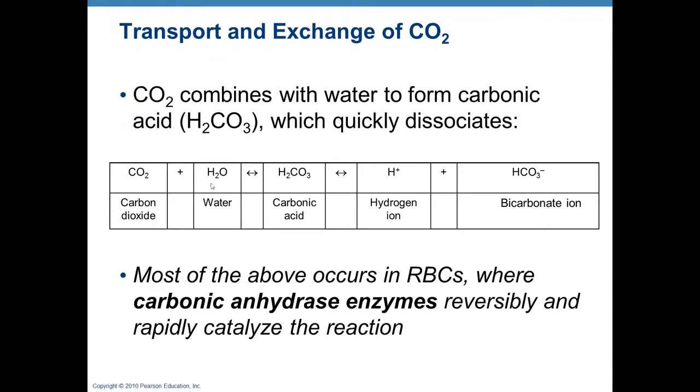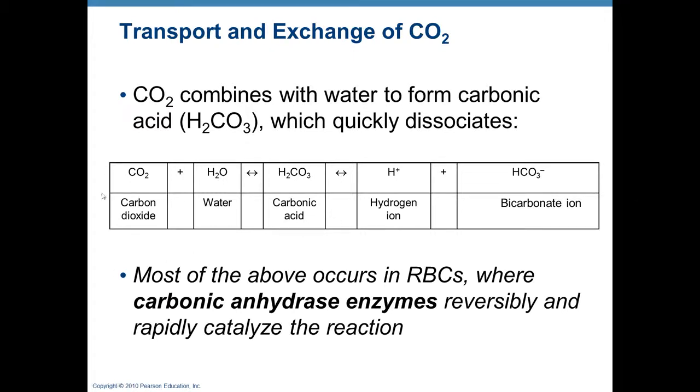So CO2 and water can combine to form carbonic acid, but carbonic acid can also split apart and go this way and form water and CO2. Carbonic acid can split apart and release a hydrogen ion and this bicarbonate ion, but these two can also be put back together to make carbonic acid. So these things go back and forth, and the whole thing goes back and forth.